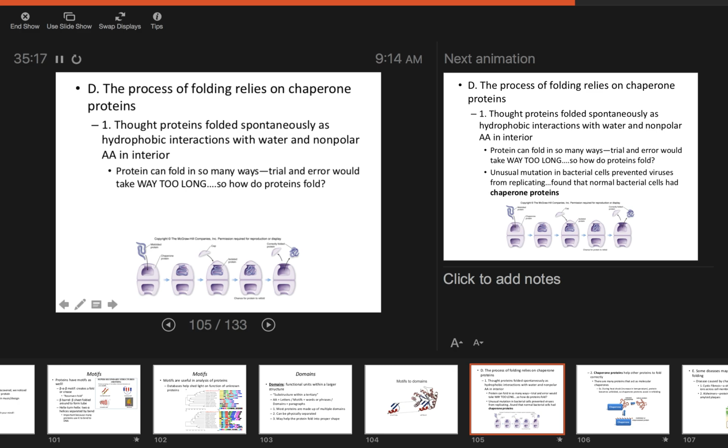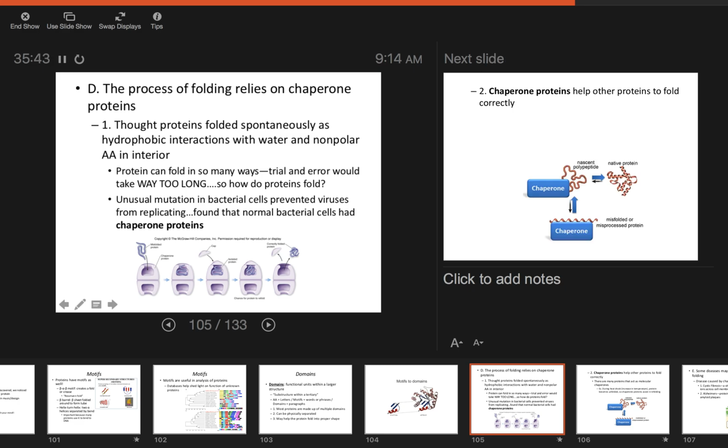So the thought was proteins folded spontaneously as we have hydrophobic interactions with water and nonpolar amino acids in the interior. They literally thought proteins just did it themselves. But when we started to look at all those interactions, proteins can fold in so many ways. It would literally be a trial and error process, and it would take way too long. So how do proteins really fold? The answer is chaperone proteins.